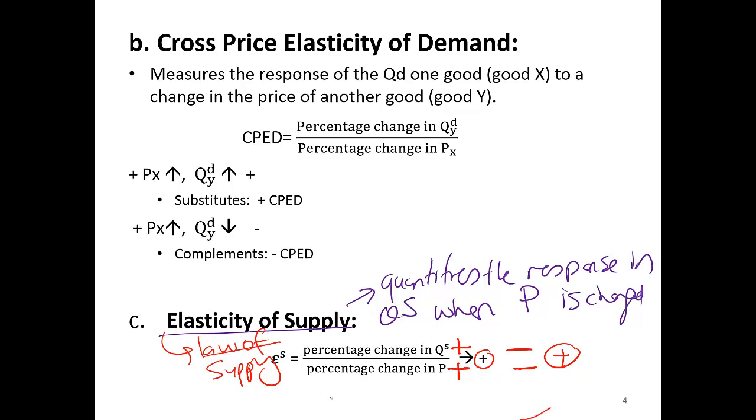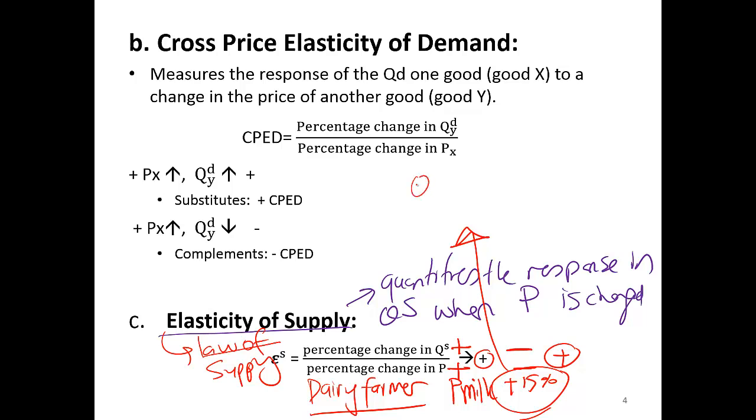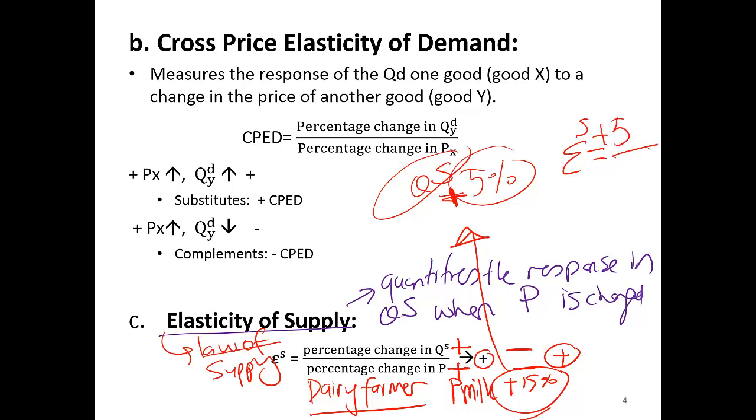Let me give you an example. Let's say I am a dairy farmer, and I experience the price of the milk I produce going up by 15%. As a response, I increase my quantity supplied by 5%. It's a positive increase, so positive. So elasticity of supply for me is percent change in quantity supplied, positive 5, divided by positive 15. Elasticity of supply for me is 1/3 or 0.33. So I have a pretty inelastic supply curve here. This actually concludes our chapter 6.